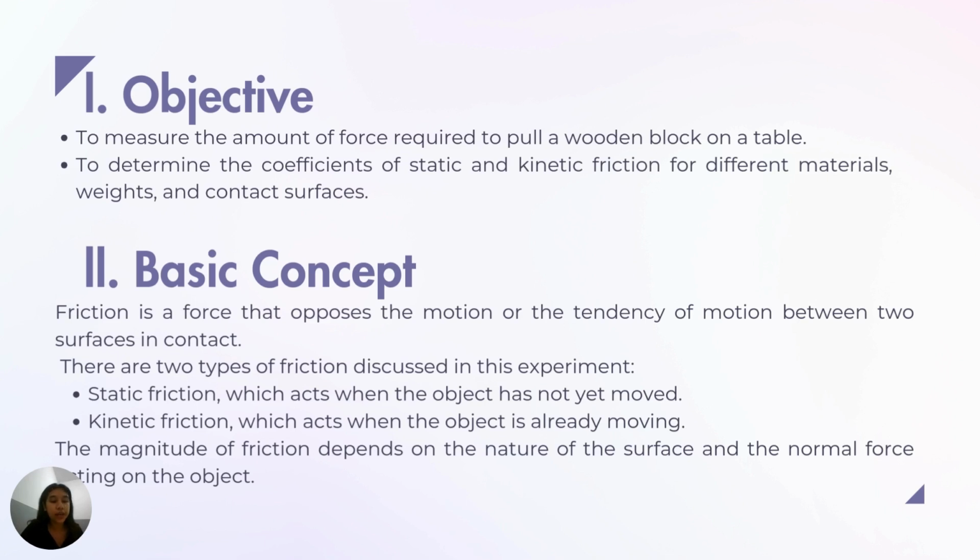There are two types of friction discussed in this experiment. One is static friction, which acts when the object has not yet moved. Two is kinetic friction, which acts when the object is already moving. The magnitude of friction depends on the nature of the surface and the normal force acting on the object.